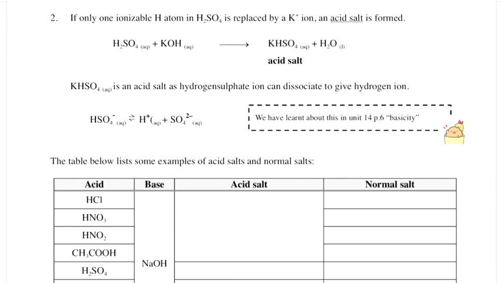So the potassium hydrogen sulfate is an acid salt, and when it dissolves in water, it would form potassium ion and also hydrogen sulfate ion. And the hydrogen sulfate ion can further dissociate to give hydrogen ion. Okay, so that's why we call it an acid salt.